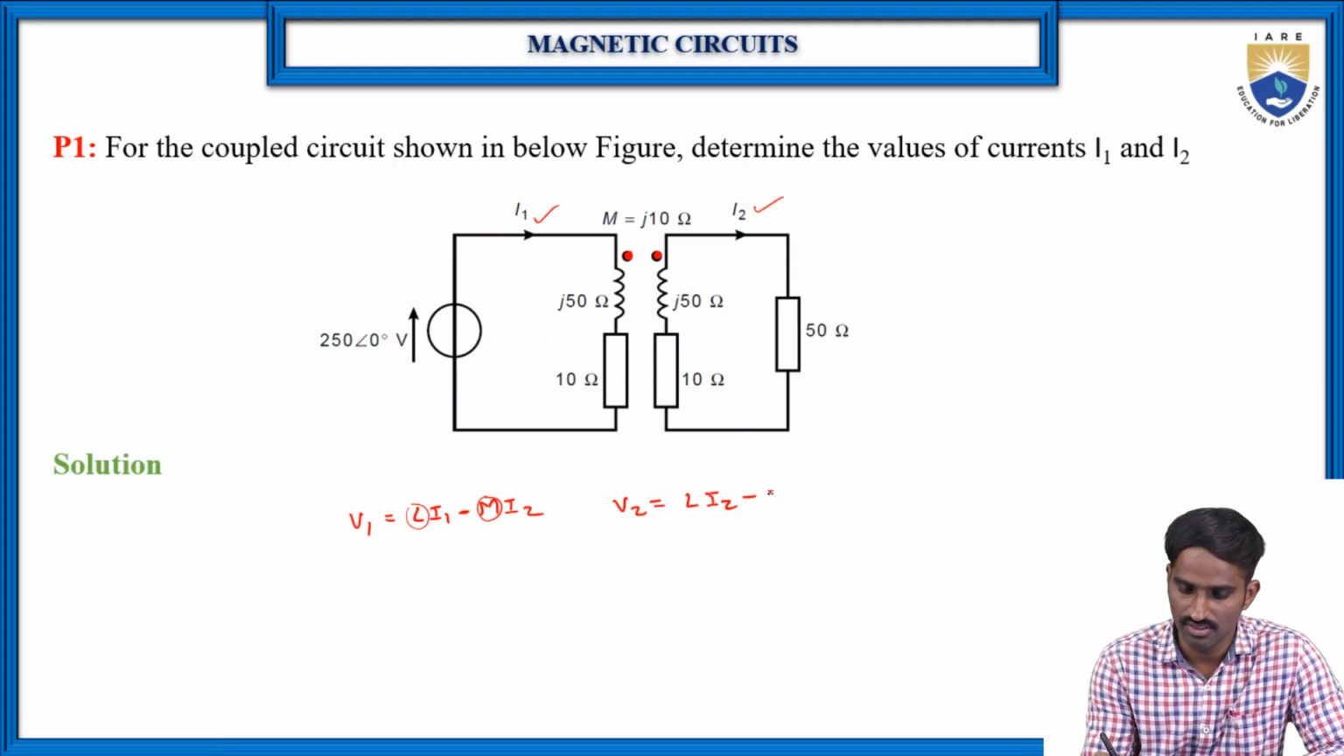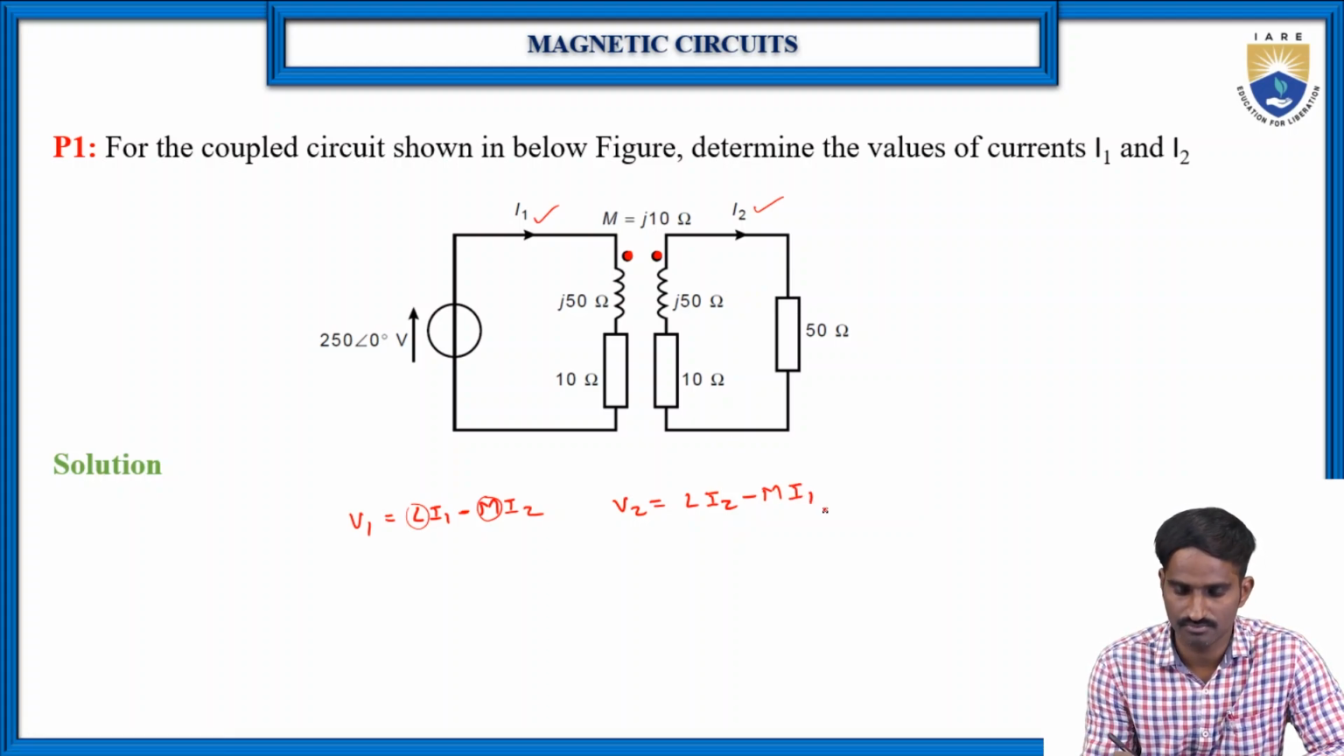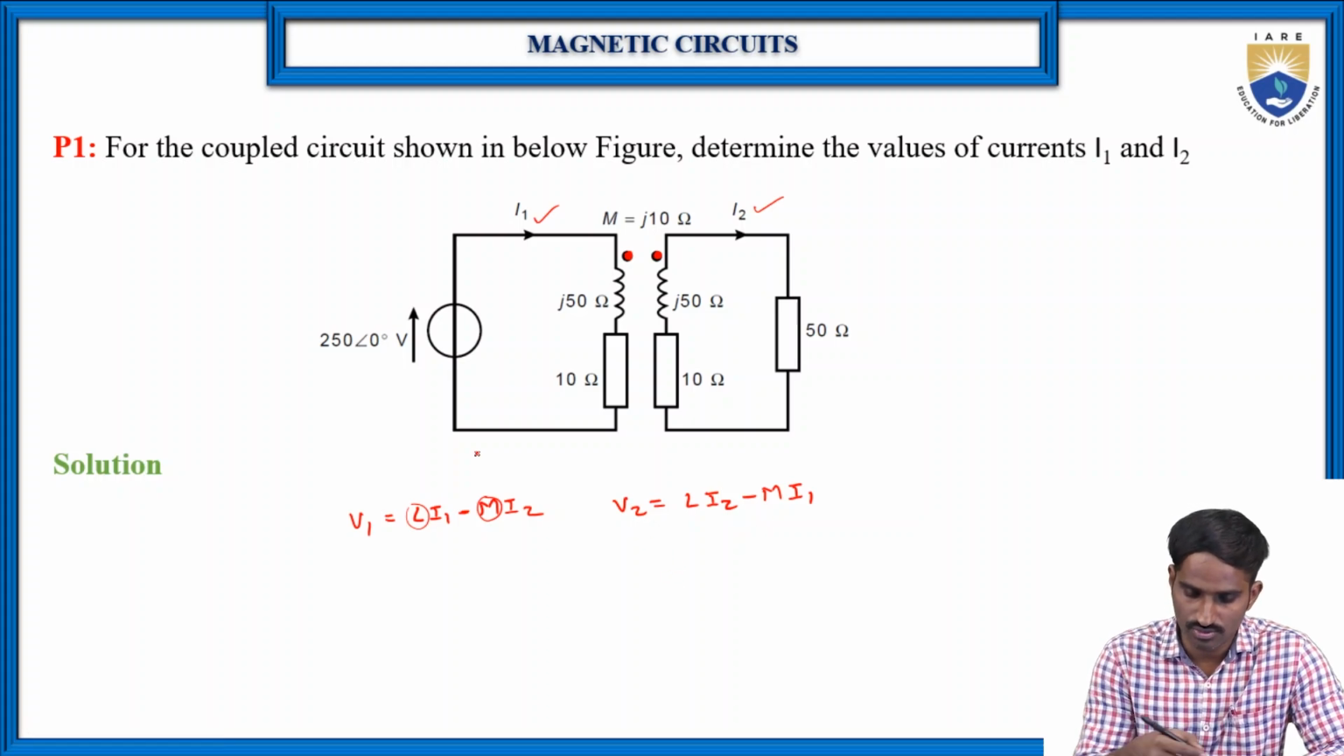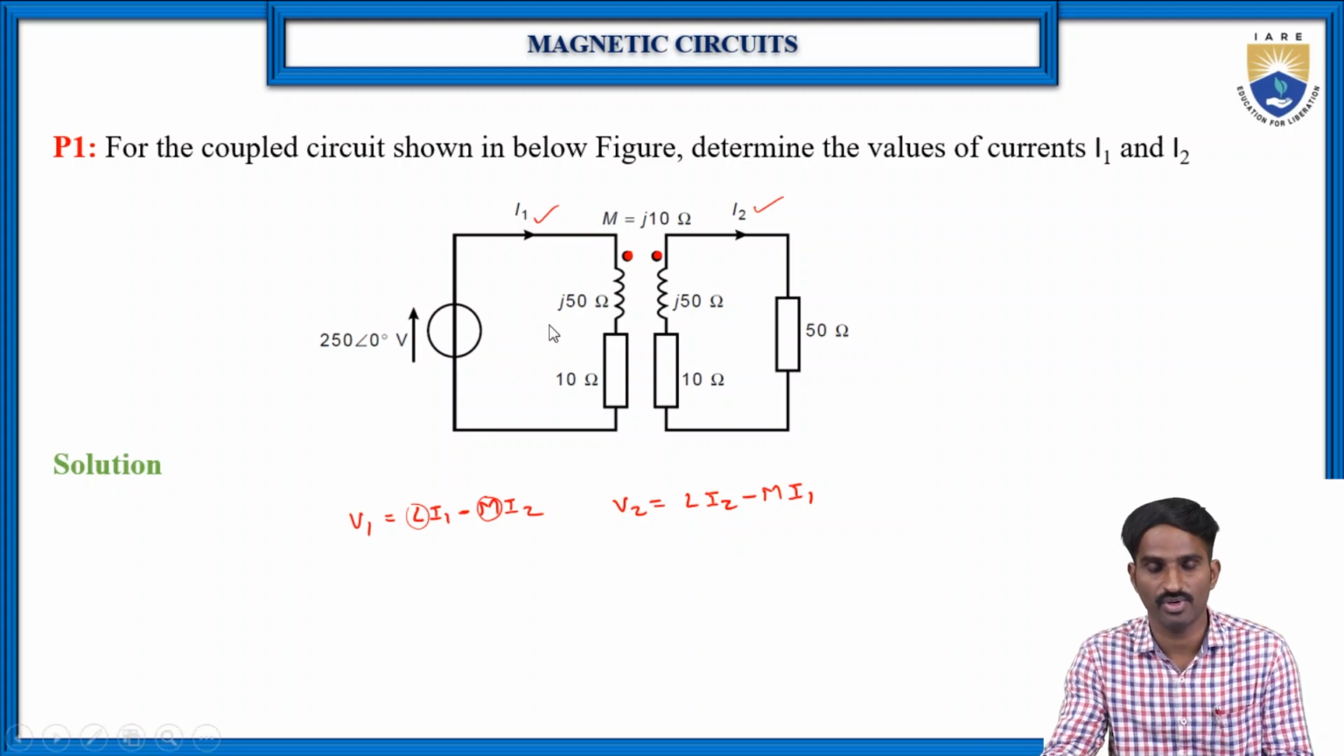So that's why here the mutual inductance will get the negative sign. So here it is minus M into, and again due to the mutual induction also, some voltage will develop across these two terminals, which is M into I1. Right? These are the two equations.